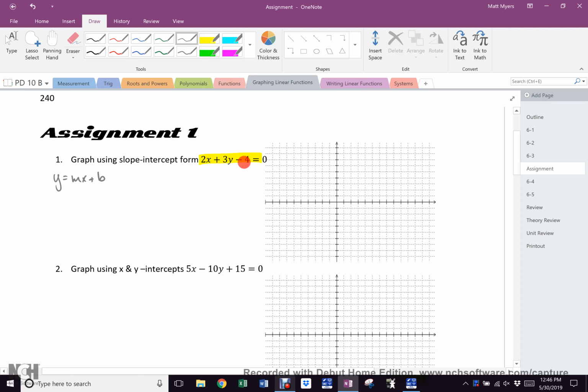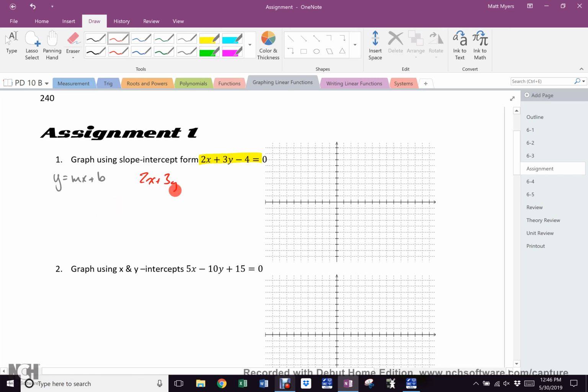If I wanted to graph this yellow one, I would have to think about it, wouldn't I? I'd have to put in a number for x, do all the math, then do algebra to find y. That's a pain, right? But we don't have to do that because all we got to do is isolate y.